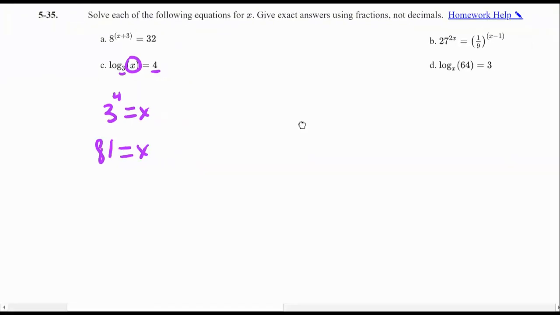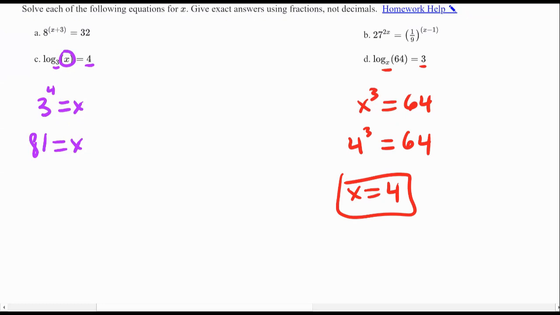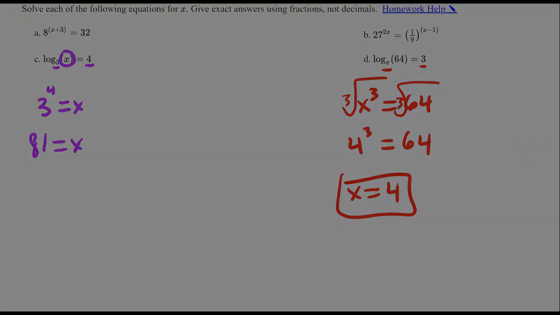On D, we're saying x to the power of 3 is equal to 64. Either with a calculator or just by knowing a little bit about numbers, you can figure this out, because I know that 4 to the power of 3 is 64. So that means that x is equal to 4. You could also technically cube root both sides and plug that into a calculator if you needed to.